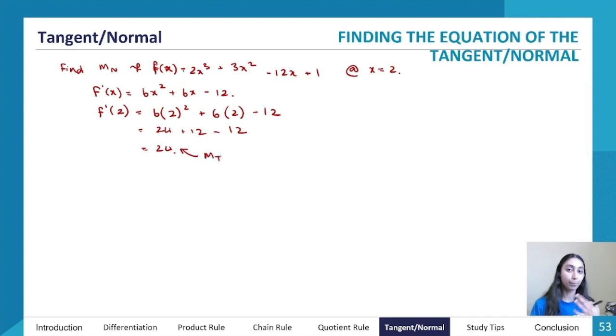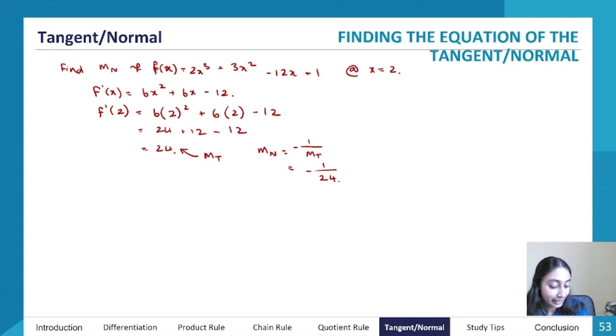All right, give me a second. How do we recall what the gradient of the normal is from the gradient of the tangent? Did you say that it is the negative reciprocal? So mn is equal to negative 1 on mt, which is negative 1 on 24.